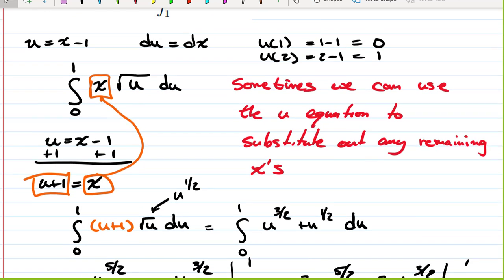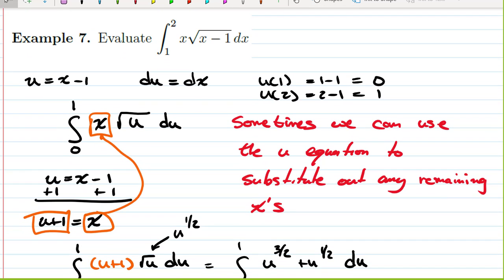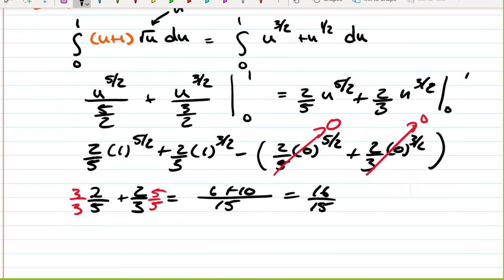So this technique is just something to keep in mind, that if you do your substitutions and you still have a mixture of x's and u's, before going to pick a different u, see if we can substitute out any remaining x's using our original u substitution.